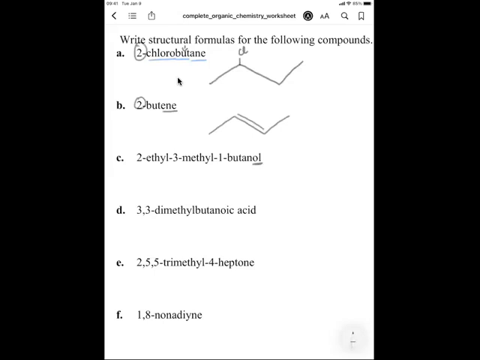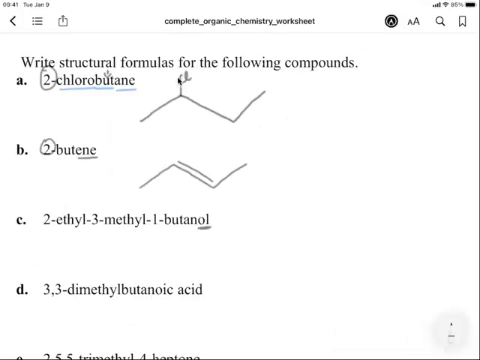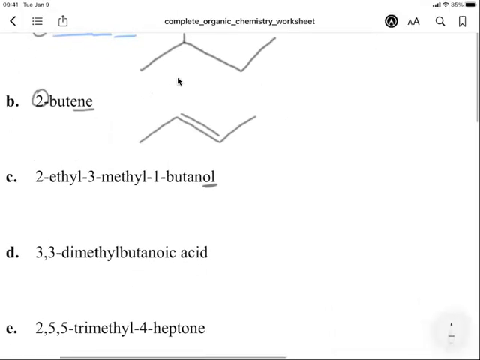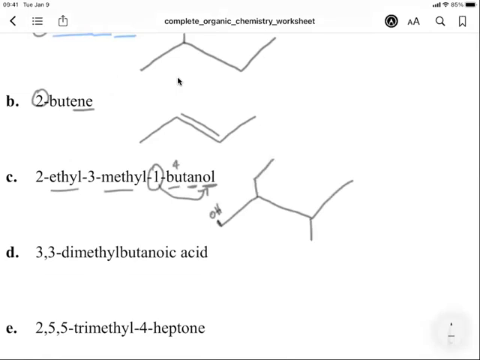Part C, 2-ethyl 3-methylbutanol. Okay, the OL is the clue that it's an alcohol. I've got AN, which means there's no double bonds or anything. Bute means 4. This number 1 is for my hydroxyl group. And then I've got 2 alkyl groups on number 2 and number 3. So I'll draw 4 first. 1, 2, 3, 4. On carbon number 1, that's where my hydroxyl group goes. And then I've got 2 ethyl. So ethyl is 2 carbons, and 3 methyl going down.